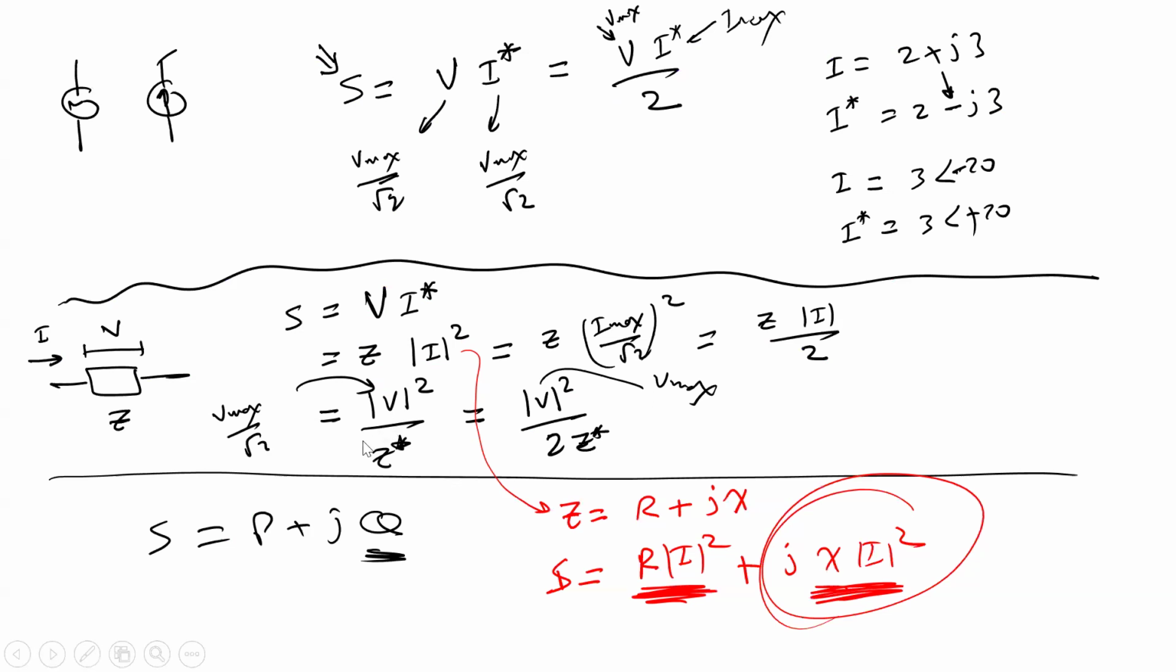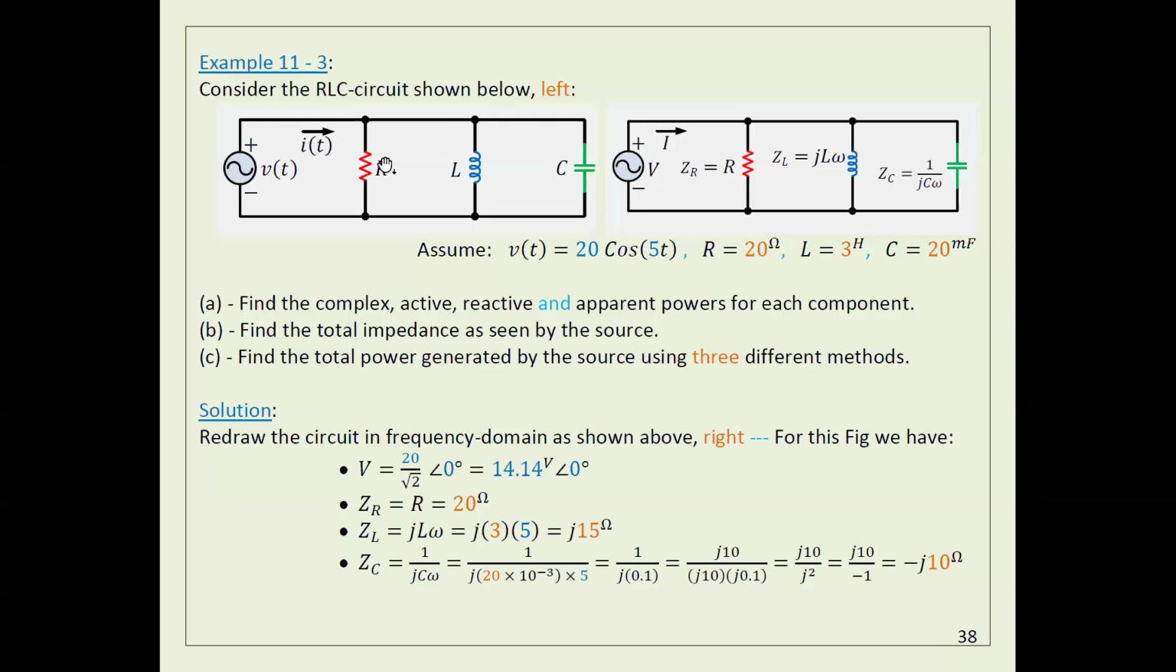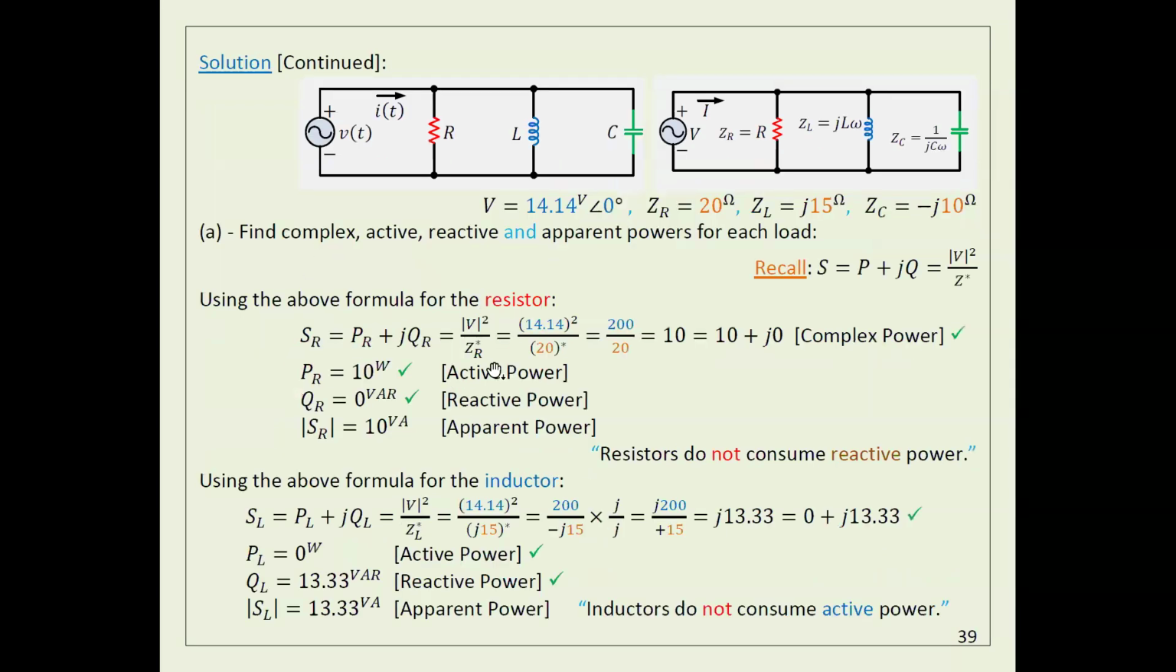Same thing here. If I want to calculate for this source, one way to do it is to get the total impedance. Once you have the voltage and total impedance, you can calculate the power of this source. Or you need to find the total current. Once you have the total current, you can do it as well. Let's see how we solve it here.